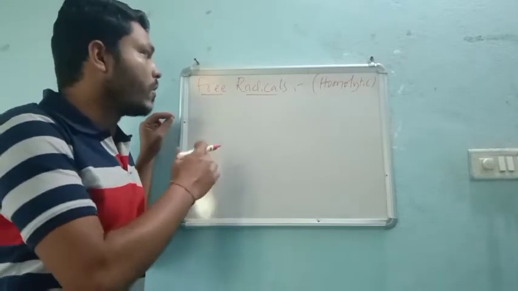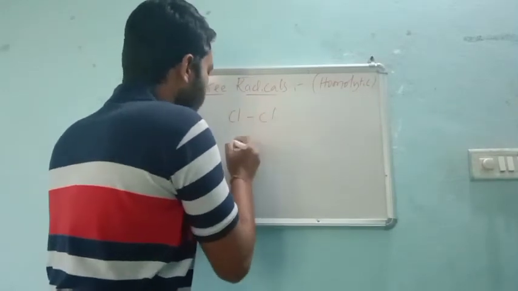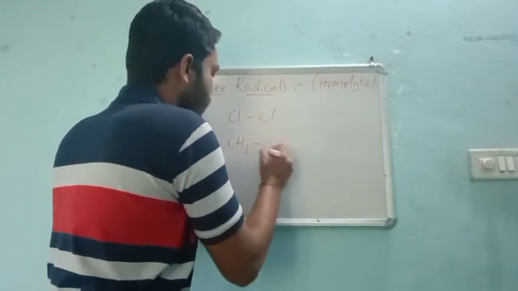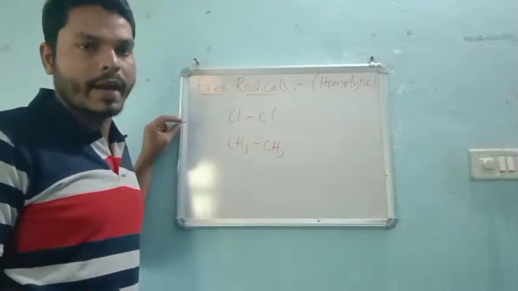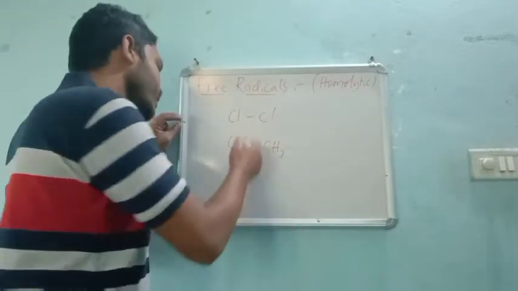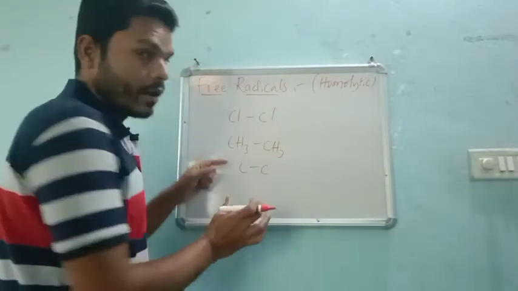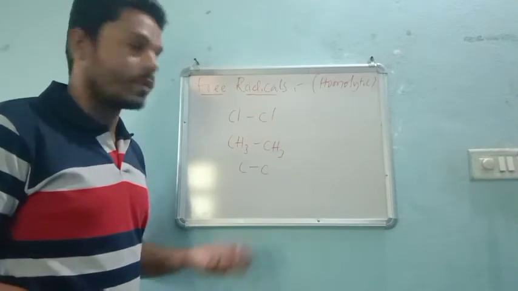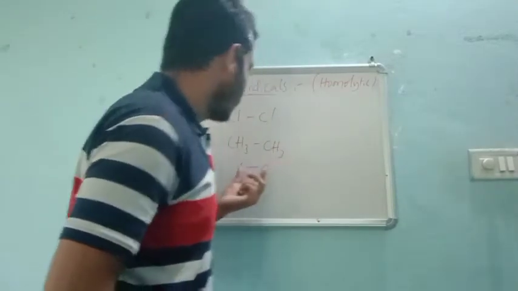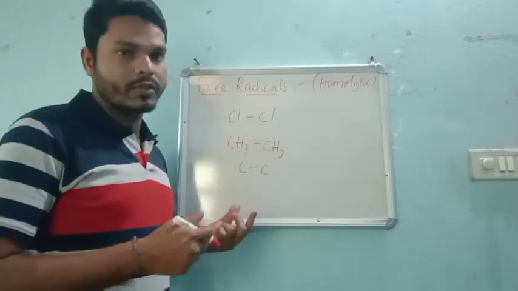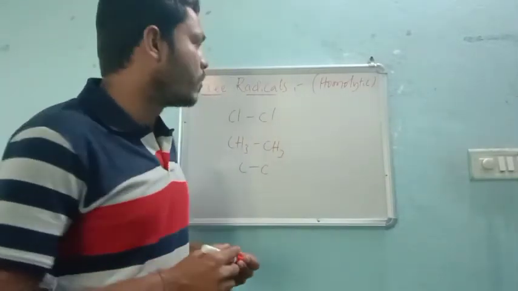But in case of homolytic type of cleavage, we must have any compound with the same electronegative character elements. We can take this bond as C, right? Carbon and carbon have the same electronegativity. These types of cleavages are called homolytic cleavage. So what is in actual the homolytic cleavage?